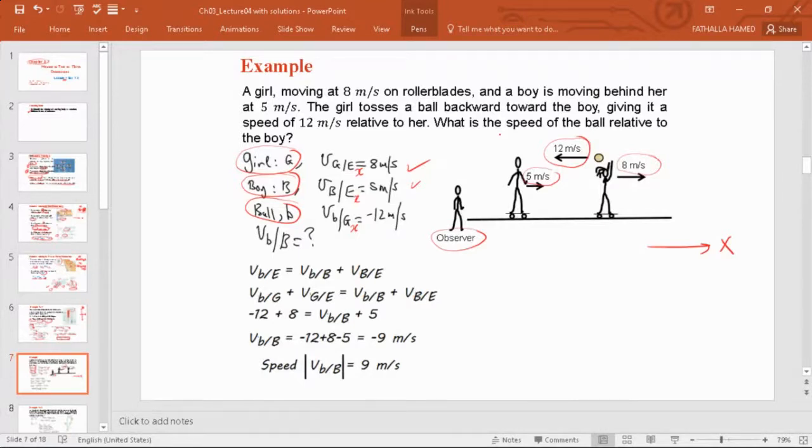Now, what they want from us here is the speed of the ball relative to the boy. I did not put an x here because we're just looking at the speed. And you know that the speed of the ball relative to the boy will be the absolute value of the velocity of the ball relative to the boy. Now, if I concentrate on the velocity of the ball relative to the earth along the x-axis, it will equal the velocity of the ball relative to the boy along the x-axis plus the velocity of the boy relative to the earth along the x-axis. Is this clear?